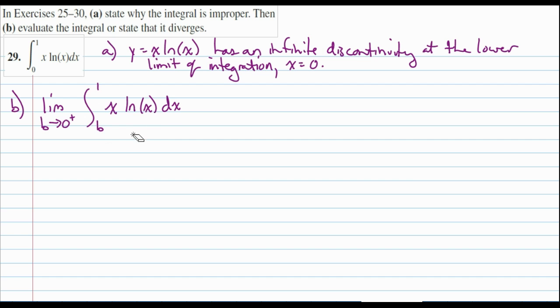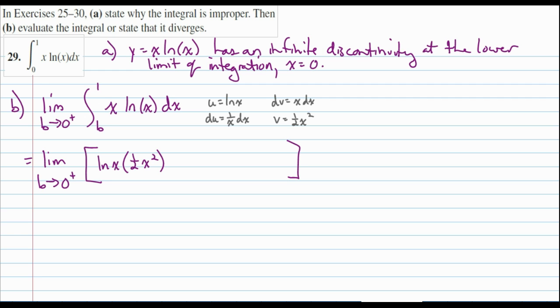Plus, that's not a composition function. I see a product of two functions. I'm going to try integration by parts. So I'm going to call u natural log of x and then dv x dx. So the derivative of u is 1 over x and then v is 1/2 x squared. So if I do my integration by parts, I have u times v, but remember, this is being evaluated from b to 1, so I need to put that symbol around.